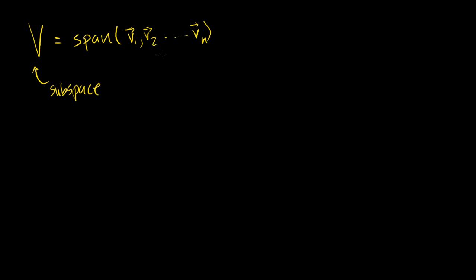Now let me also say that all of these vectors are linearly independent. So v1, v2, all the way to vn, this set of vectors are linearly independent.